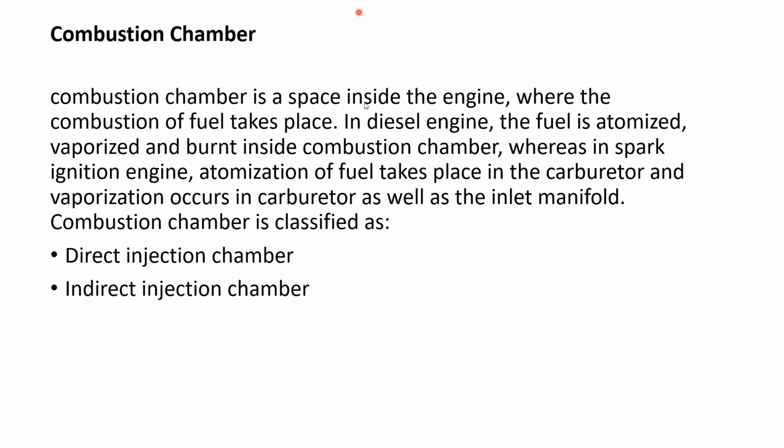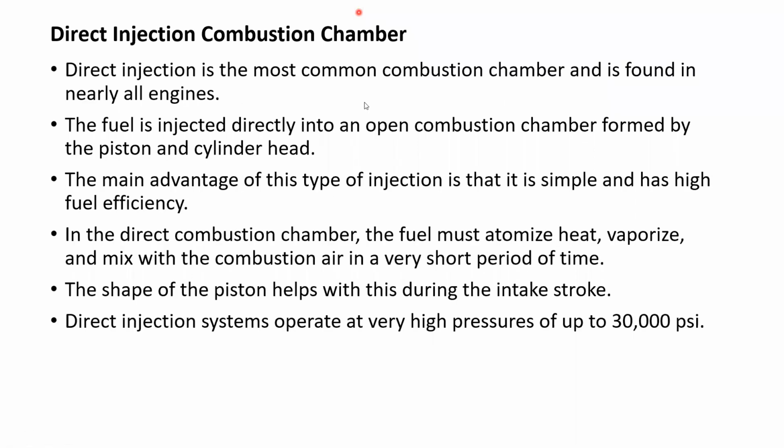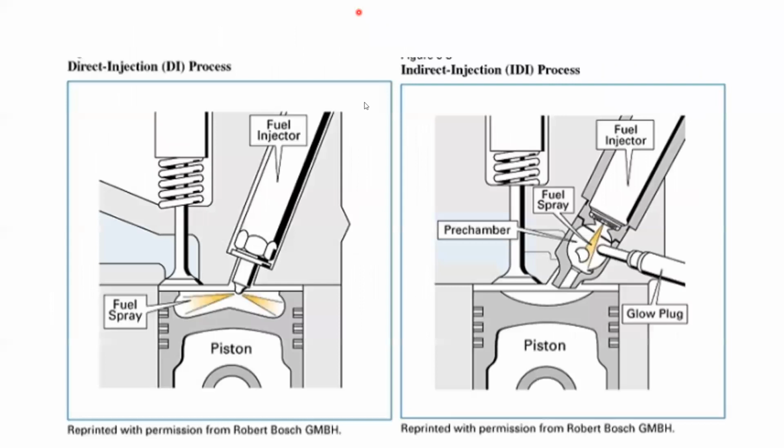For diesel engines, we have a direct injection chamber and an indirect injection chamber. The difference is, in the direct injection chamber, the fuel is injected directly on top of the piston itself. In the indirect combustion chamber, fuel is injected into a separate chamber over here. So this is indirect, this is direct, right? This one allows the combustion to start here and move this way. Here the combustion starts inside the piston.